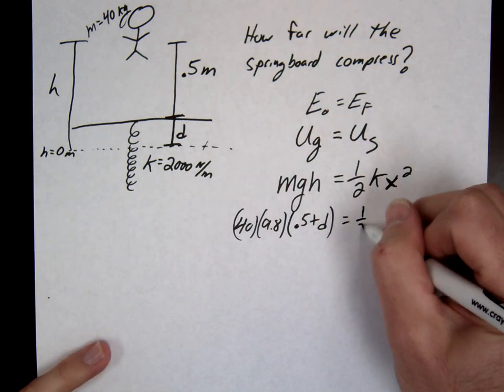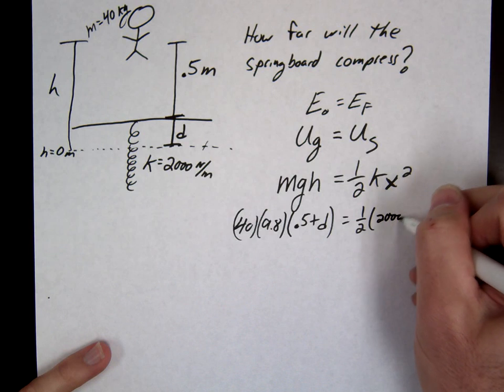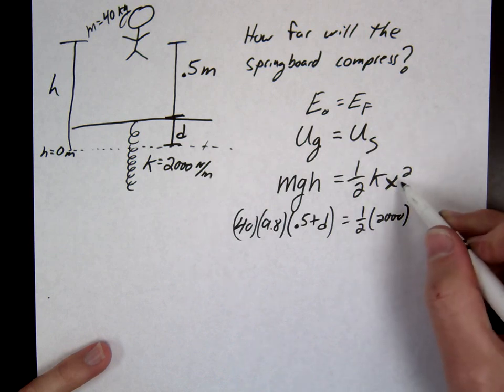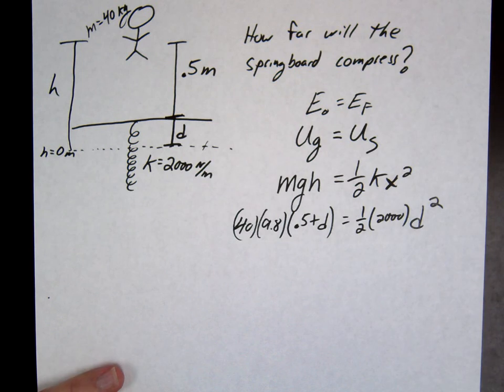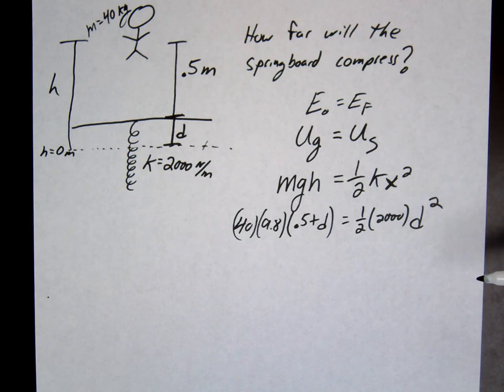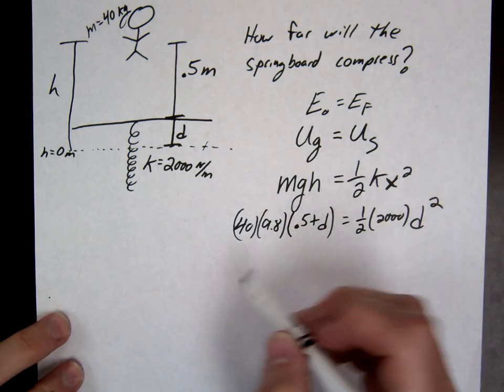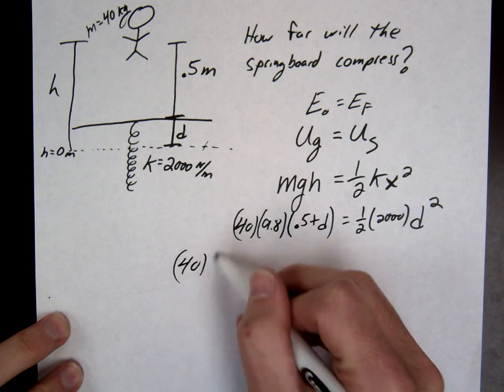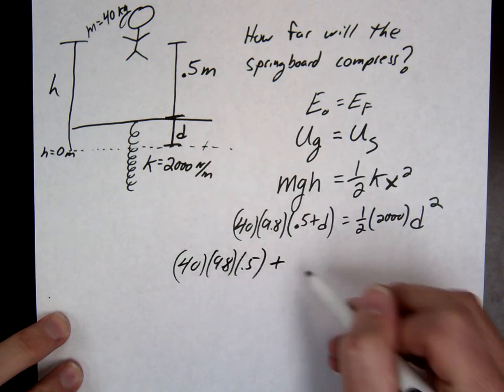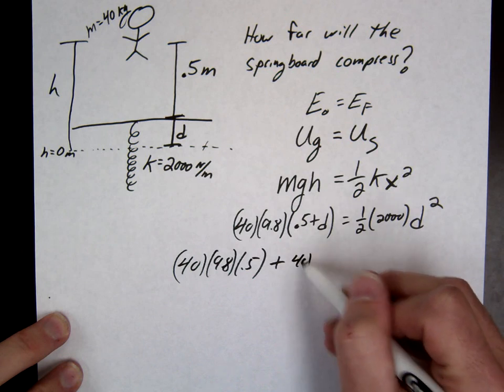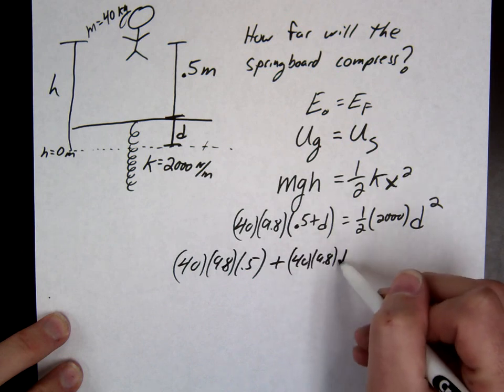Okay, that's going to equal 1/2 times 2,000 times, now what is x? D. Okay, so that's the setup. That's the physics of the problem. The rest is just going to be algebra to finish it up and find D. So what's this? 40 times 9.8. Let's distribute this out, plus 40 times 9.8 D.